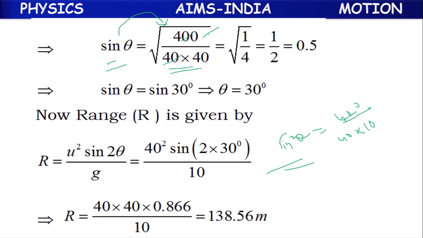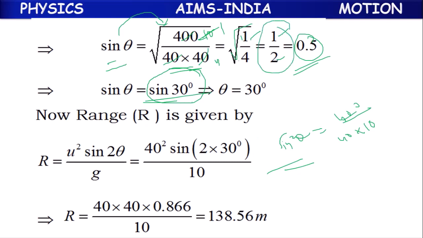So 40 tens are 400, 10 ones are 10, 10 4 times 40. So root of 1 by 4: root of 1 is 1, root of 4 is 2, so 0.5 or half. But in the sin table, sin 30 degrees value is 1 by 2. So in the place of 1 by 2, we can keep sin 30 degrees directly.